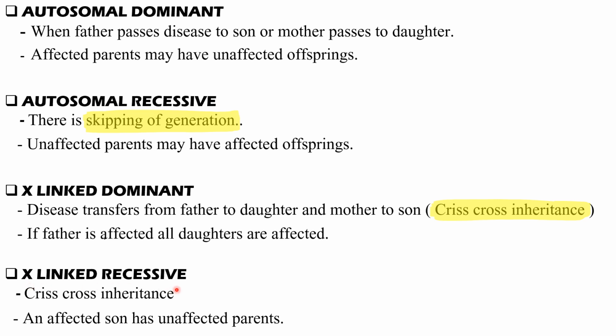And the last is X-linked recessive. Here again crisscross inheritance, and an affected son has unaffected parents. That means even though the son has this disease, his parents may not have this disease. So unaffected parents with affected son. This is in the case of X-linked recessive disease. Now we will see this with some examples.